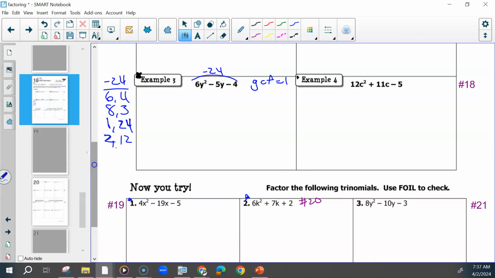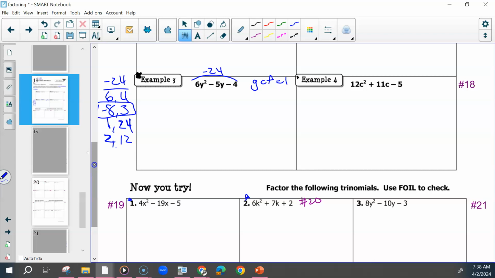So I didn't put the negative in there. We have to figure out which pair would work. So then we're multiplying to get negative 24. We have to add to get negative 5. Which one would work? Which pair would work? 8 and 3, which one would be the negative? Would 8 minus 3 give us negative 5? Negative 8, there we go.